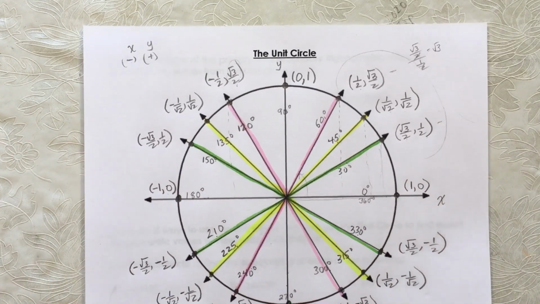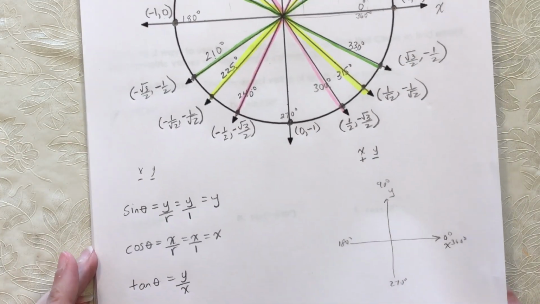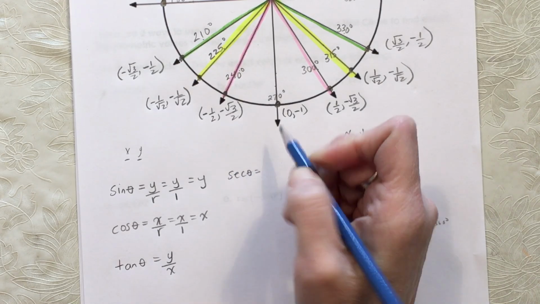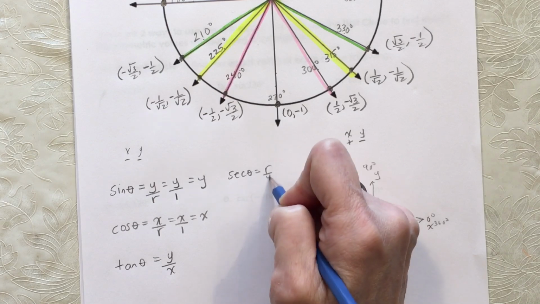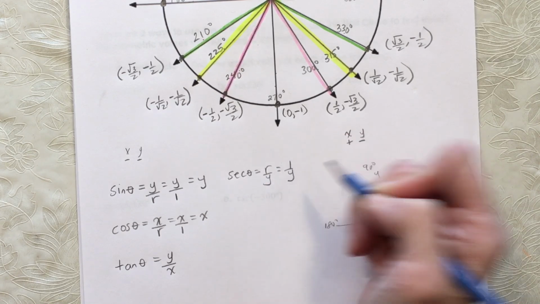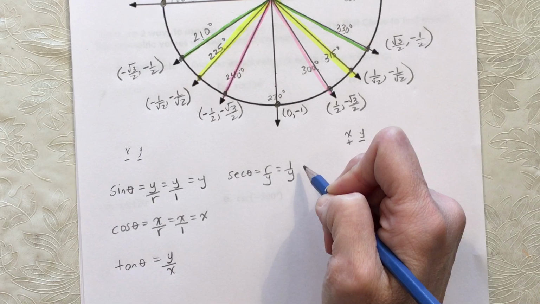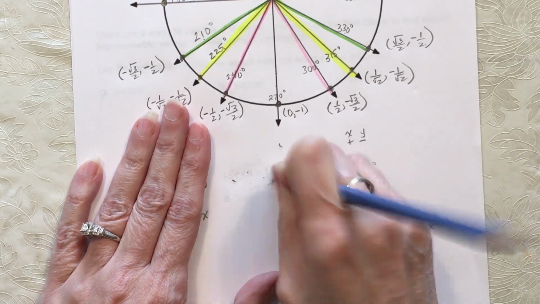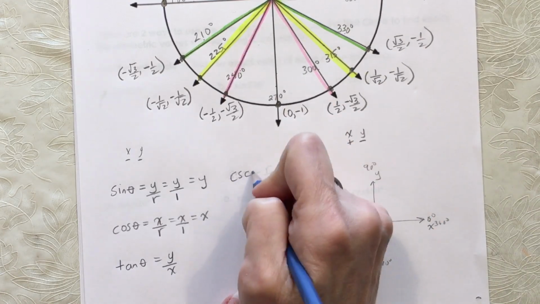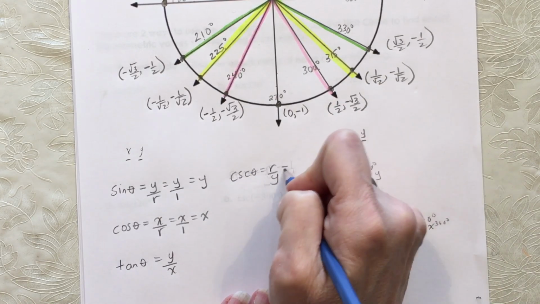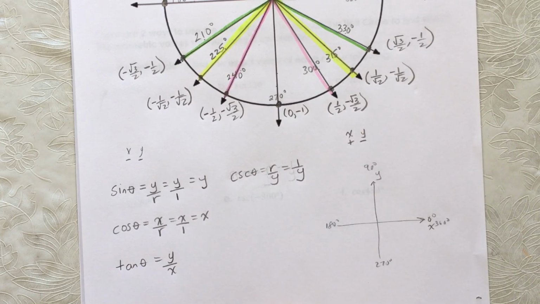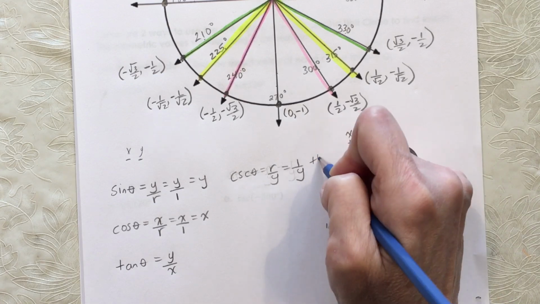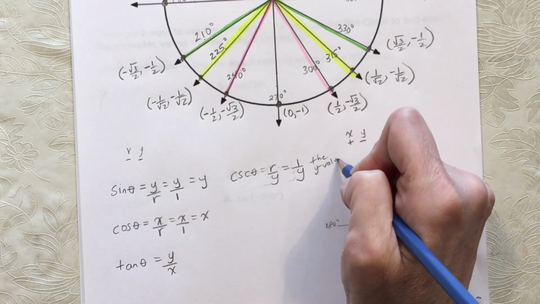Okay? And then the other thing is, say I want the sec. Well, it's r over y, but on the unit circle that's 1 over y. 1 over a value is the same, oh sorry. Go back. Cosecant is r over y, which is 1 over y, which is really just the y value flipped.